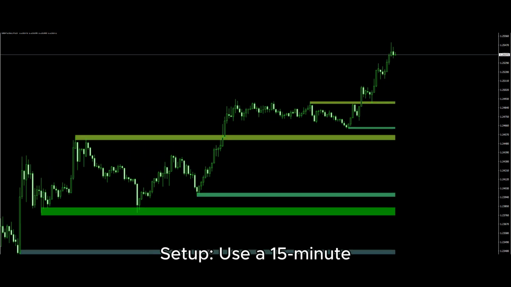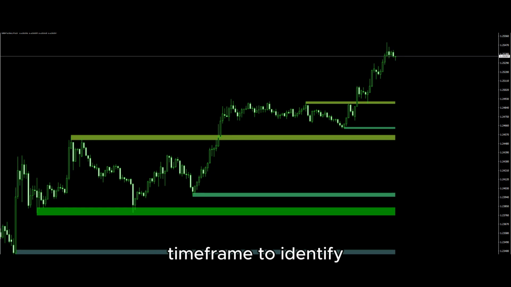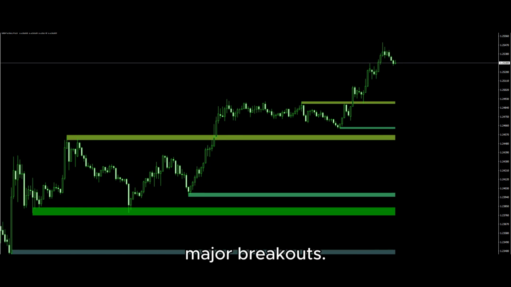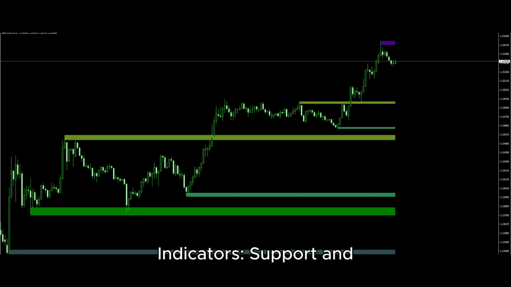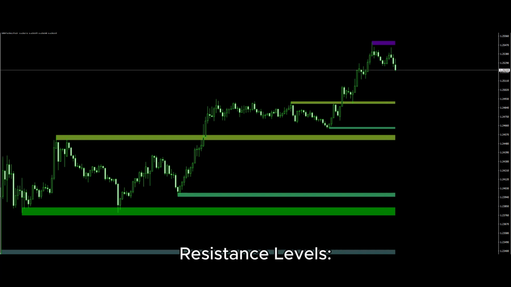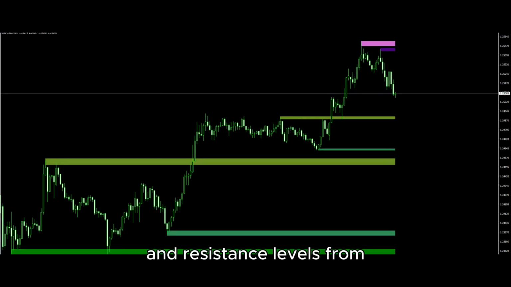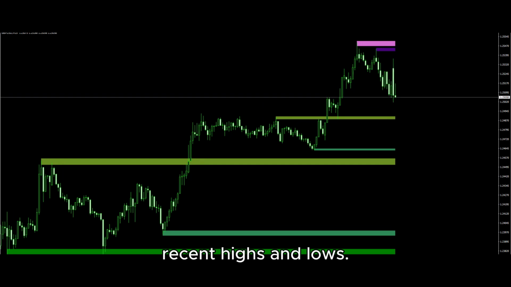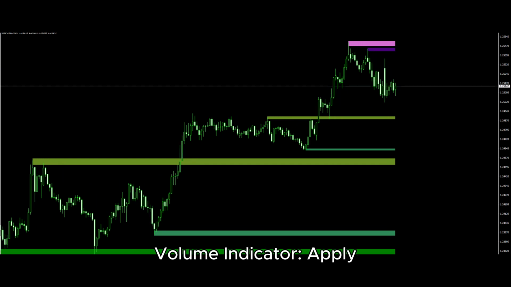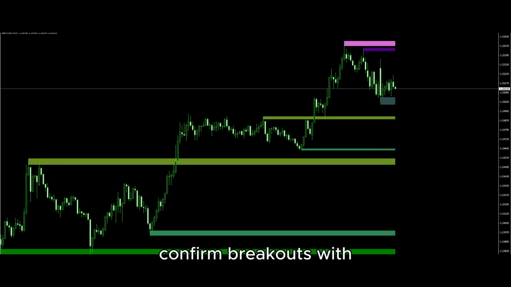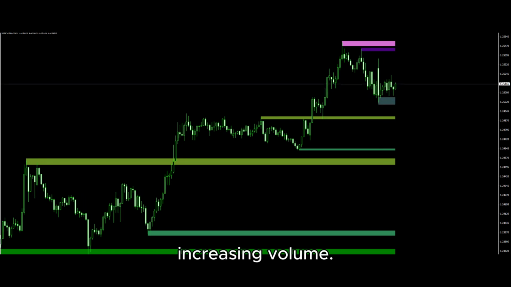Chart setup: use a 15-minute time frame to identify consolidation zones before major breakouts. Indicators: support and resistance levels. Manually draw key support and resistance levels from recent highs and lows. Volume indicator: apply the volume oscillator to confirm breakouts with increasing volume.